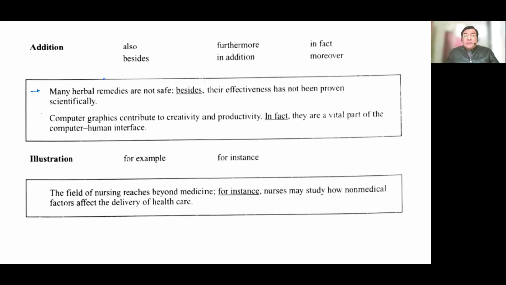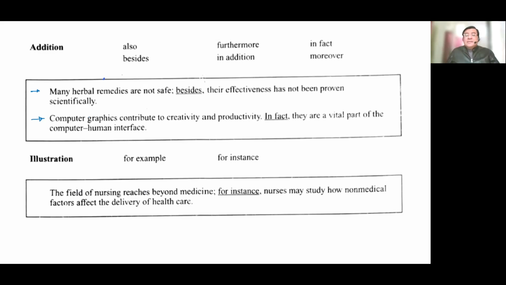For example, computer graphics contribute to creativity and productivity. But there is a full stop there, right? In fact, now this is our transition for addition, comma, they are a vital part of the computer-human interface. You could also use, instead of the full stop, a semicolon. If it is a semicolon, then you have a complete compound sentence. But if you place a full stop, then it is a separate sentence. All right?